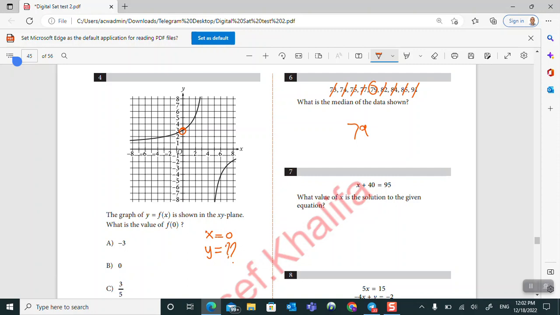What value of x is the solution to the given equation? All you have to do is isolate x, so shift the 40 to the other side, so 95 minus 40, which is 55. x is equal to 55. Okay?